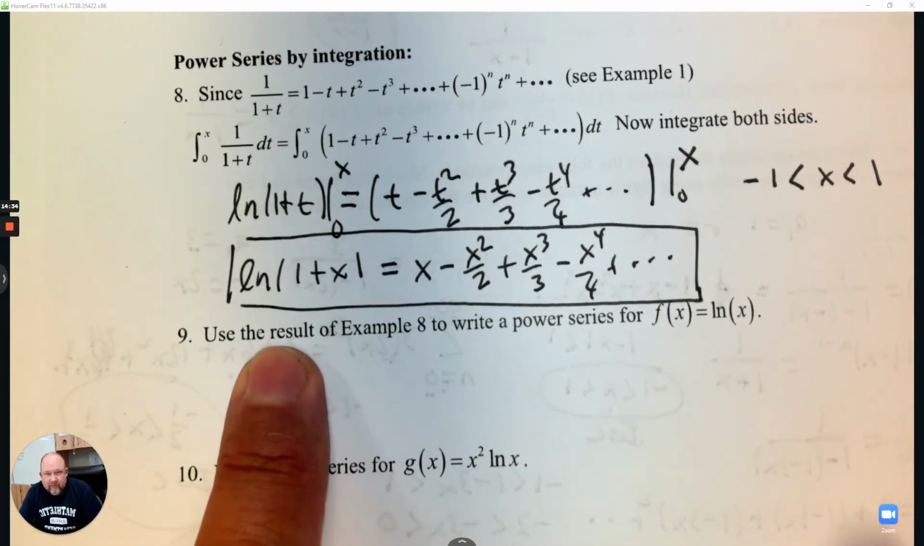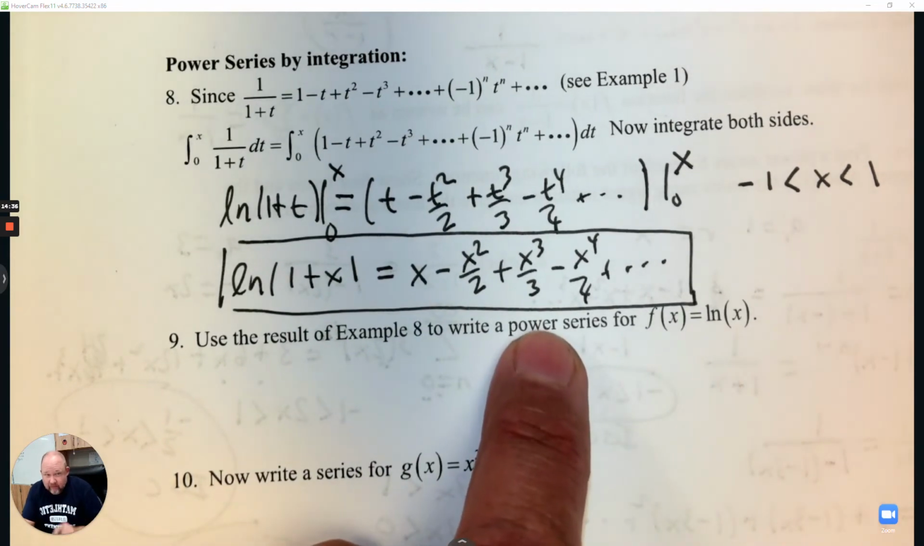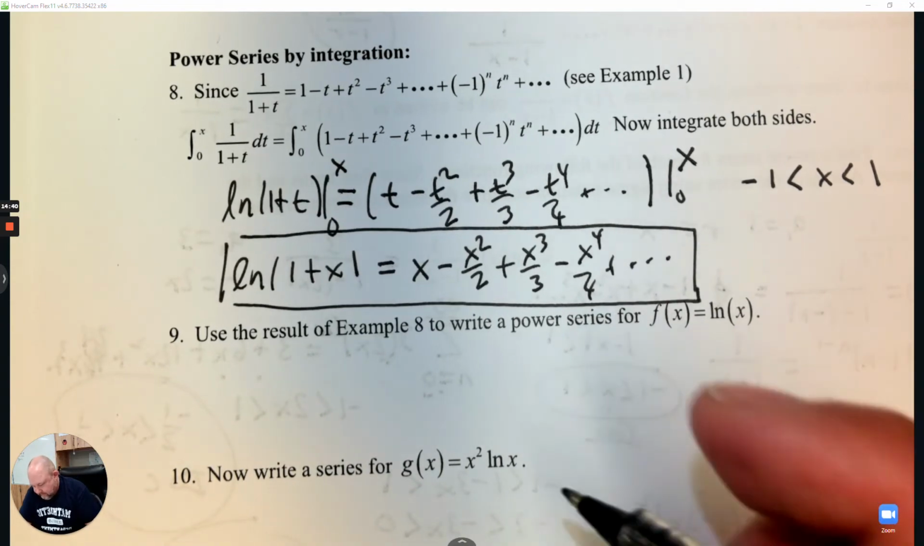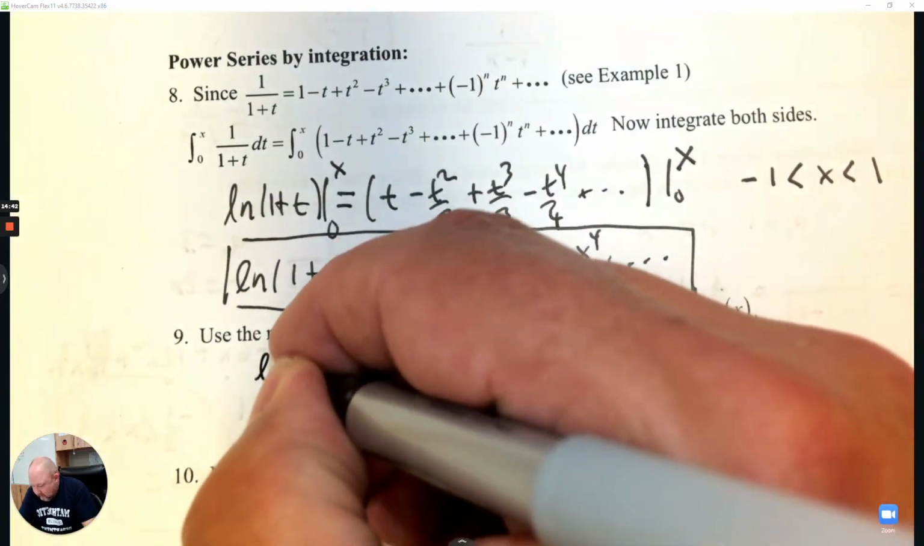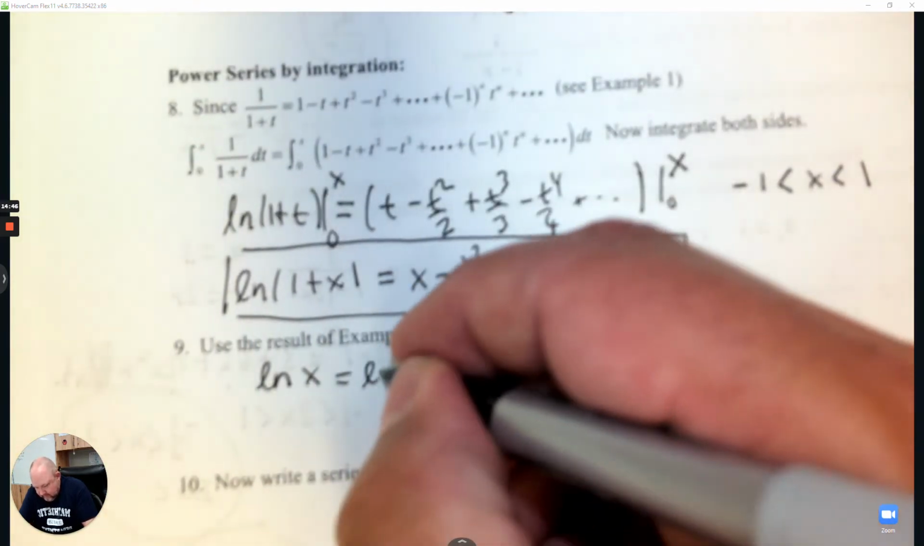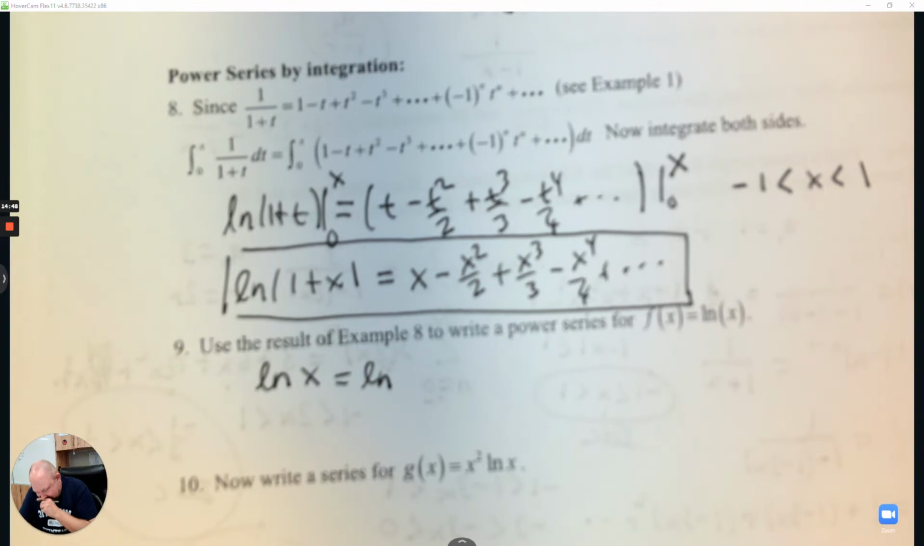Use the result from example 8 to write a power series for the function ln x. So ln x, using this above, is ln of 1 plus x, take away 1.